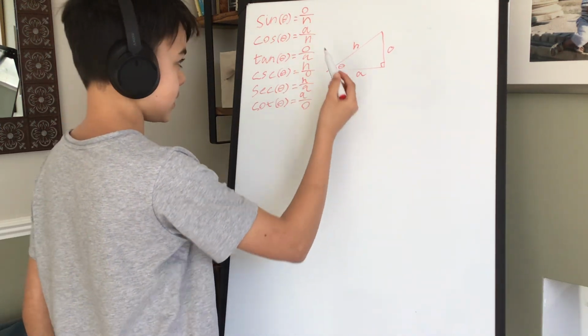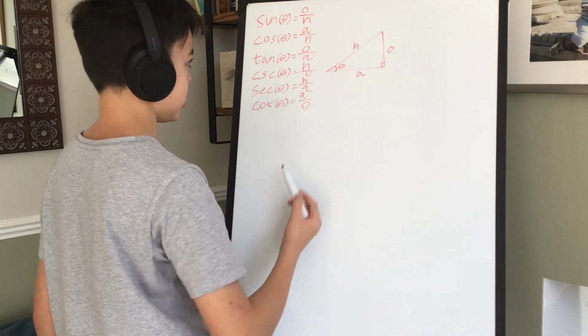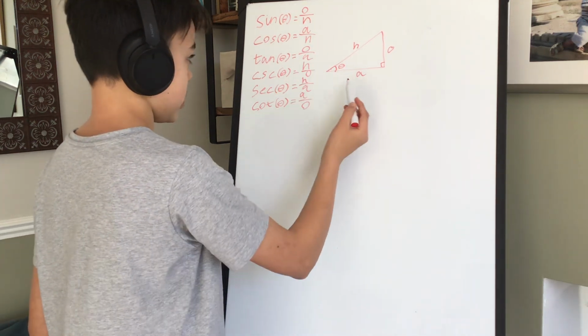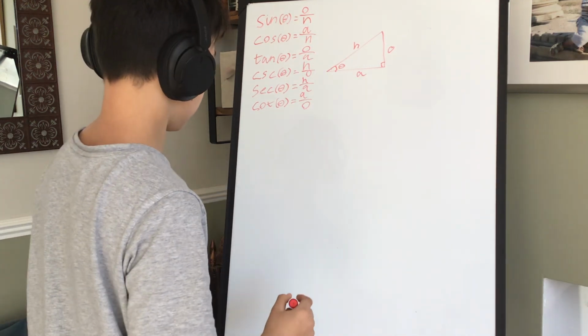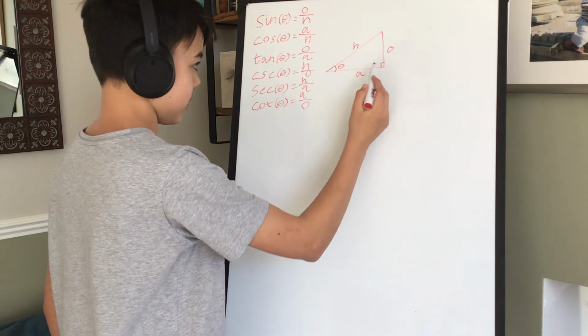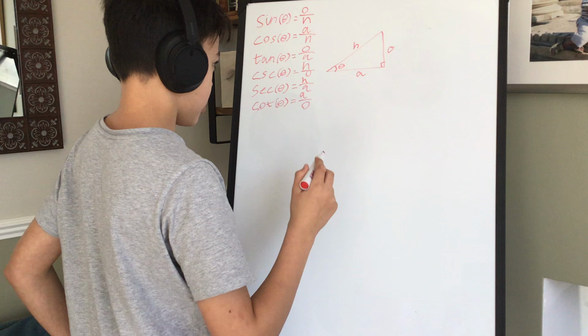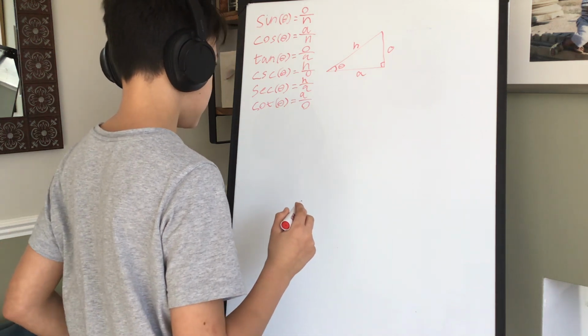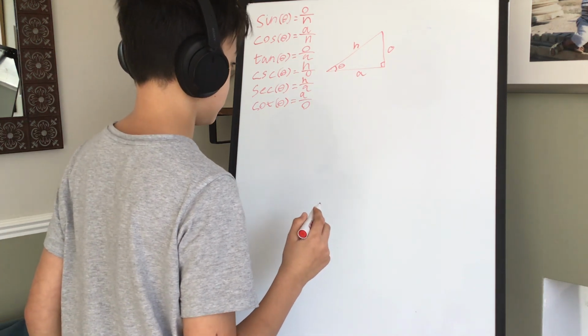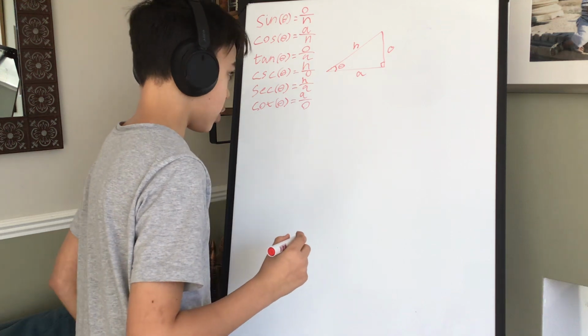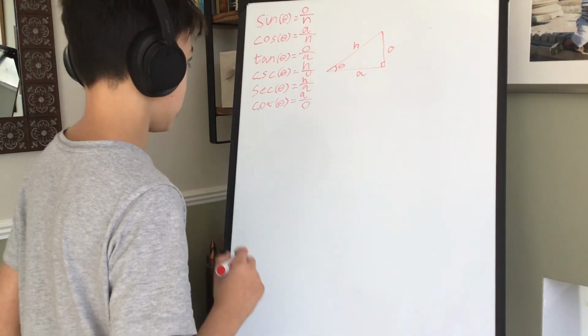So the sine of theta is the opposite divided by the hypotenuse. Cosine is adjacent divided by hypotenuse. Tangent is the opposite divided by the adjacent. Cosecant is the hypotenuse divided by the opposite. Secant is the hypotenuse over the adjacent. And cotangent is the adjacent over the opposite.